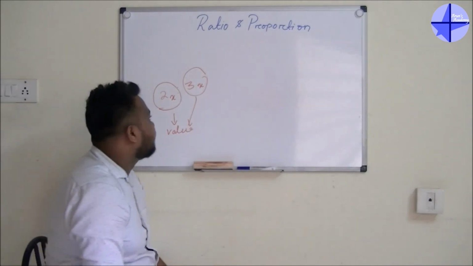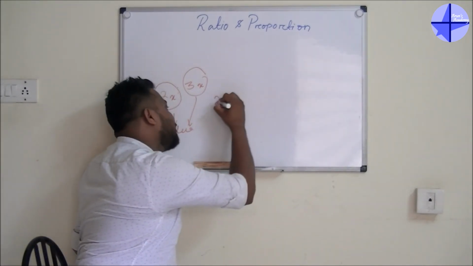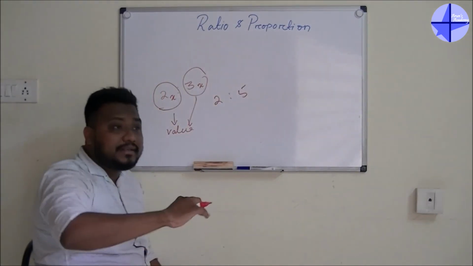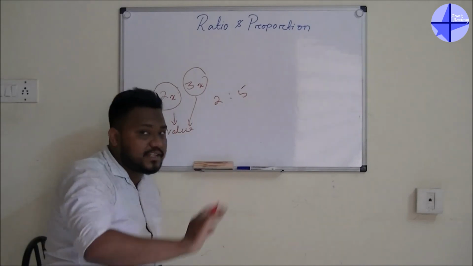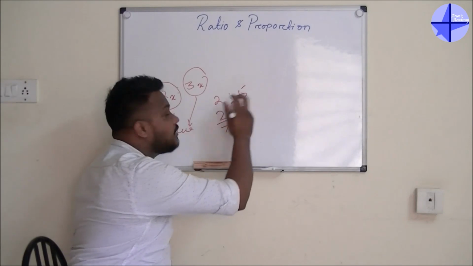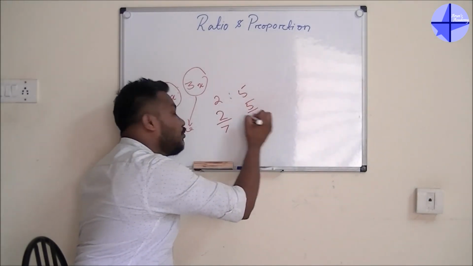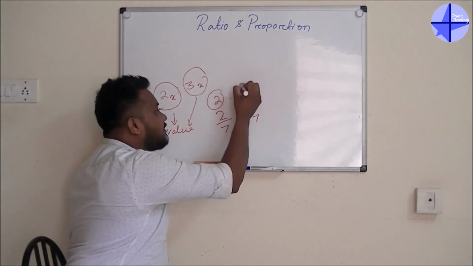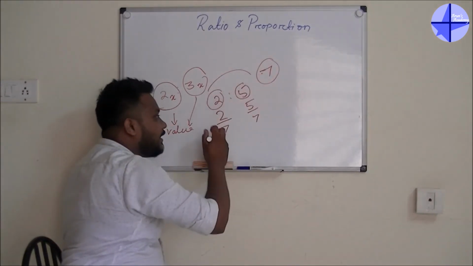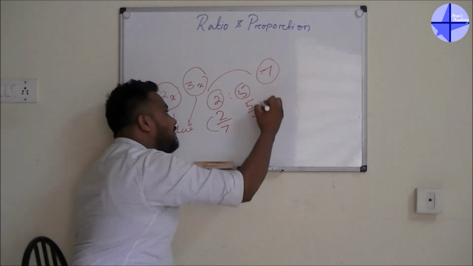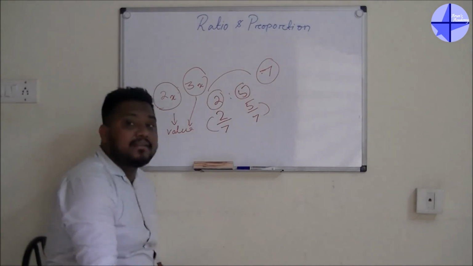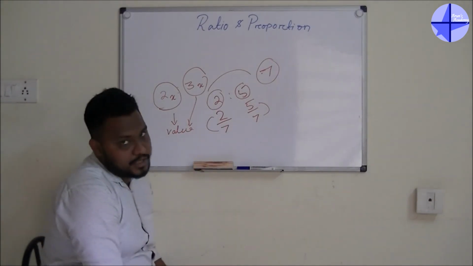Next one. Whenever there is a ratio, let's say 2:5, if they ask you to tell the amount according to the fraction, what you have to do? You have to write 2 divided by 7 and 5 divided by 7. Why? If this is 2 parts, this is 5 parts, the total is 7 parts. From 7 parts you are taking 2, so it is 2 divided by 7. From 7 parts you are taking 5, that is 5 divided by 7. So this is another idea about ratio.